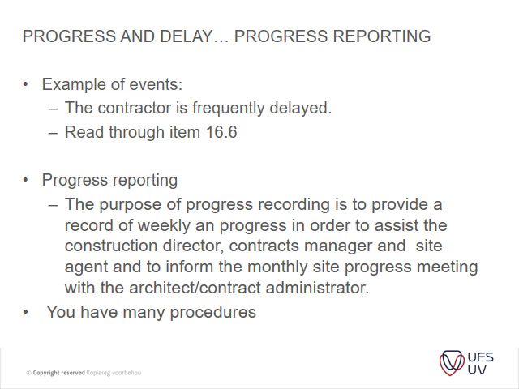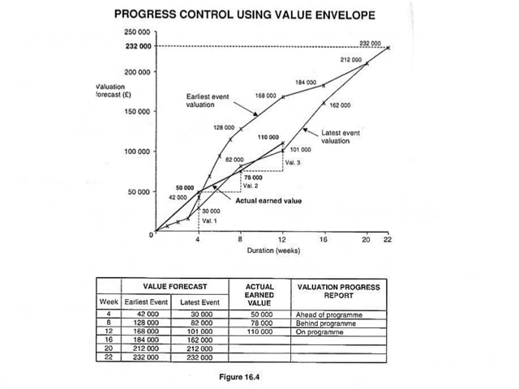Okay, then progress reporting. The purpose of progress recording is to provide a record of weekly progress in order to assist the construction director, contracts manager, and the site agent, and to inform the monthly site progress meeting with the architect and his administrator, basically to keep track of what's going on. Then you have many procedures to assist you in this. In this chapter you can easily see they've got this little diagram that's included here.